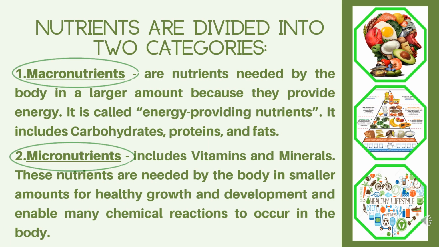Nutrients are divided into two categories. Number one, macronutrients, are nutrients needed by the body in a larger amount because they provide energy. It is called energy-providing nutrients. It includes carbohydrates, proteins, and fats. Number two, micronutrients, includes vitamins and minerals. These nutrients are needed by the body in smaller amounts for healthy growth and development and enable many chemical reactions to occur in the body.